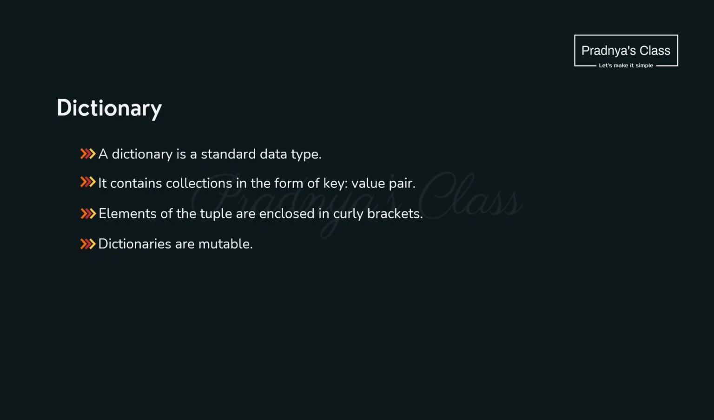We know that dictionary is also one of the important data types. We enclose the elements in curly brackets. The elements of the dictionary will be in the form of key value pairs. These key value pairs will be separated by commas. Here is the important property of dictionary. It is mutable. It means we can change the content in place. In this key value pair, key will be unique but values can be duplicate.